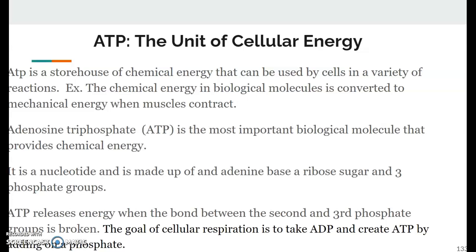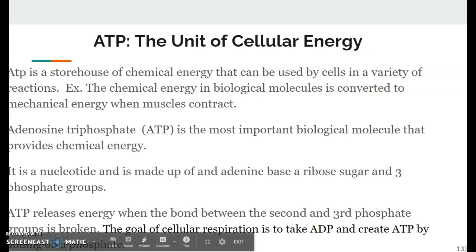All right. ATP, we call it ATP. The long form of that is adenosine triphosphate. It is the most important biological molecule that provides energy. So there are a few others that provide energy, but ATP is ultimately the most important. It is a nucleotide. If you guys remember when we did macromolecules, it is made up of an adenine base, a ribose sugar, and 3 phosphate groups.